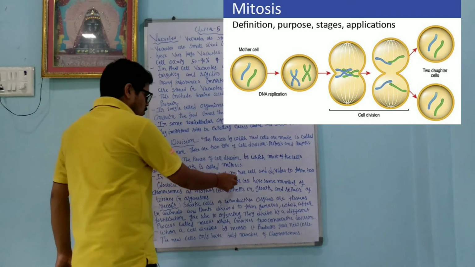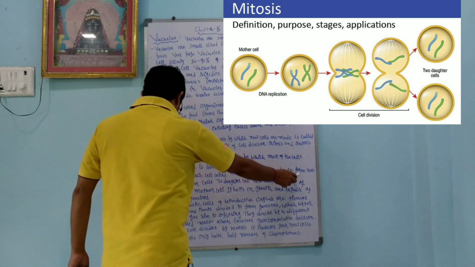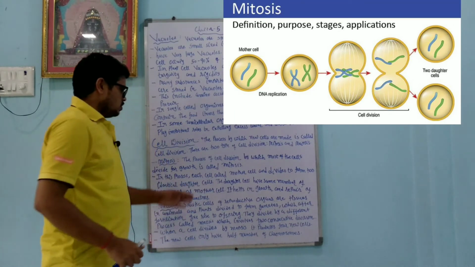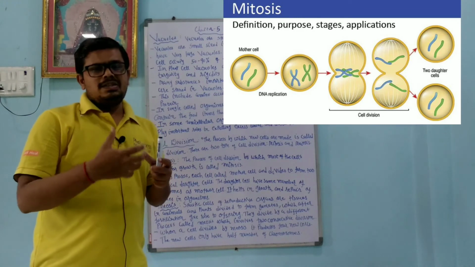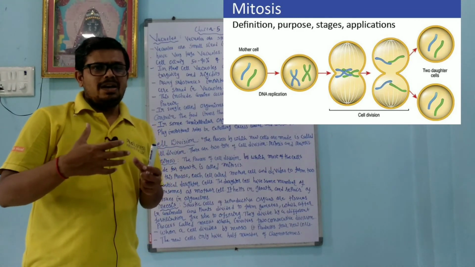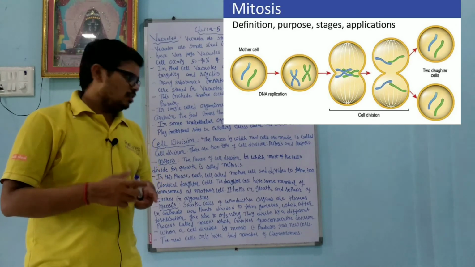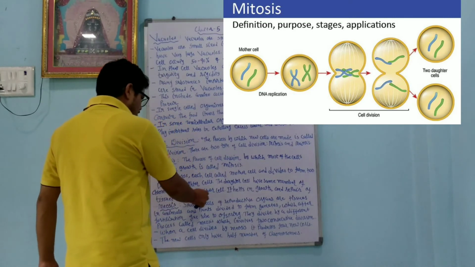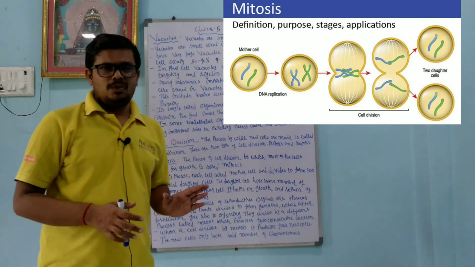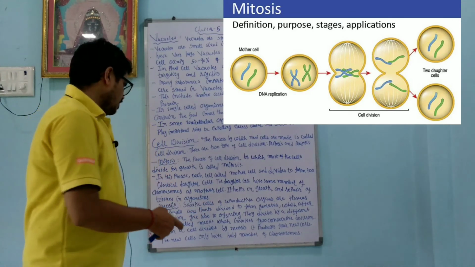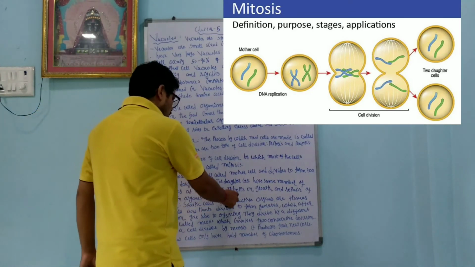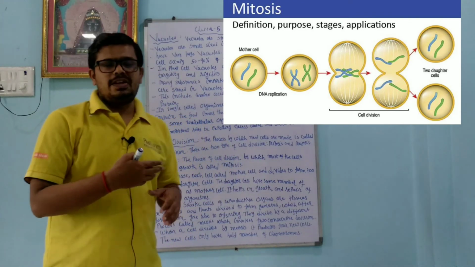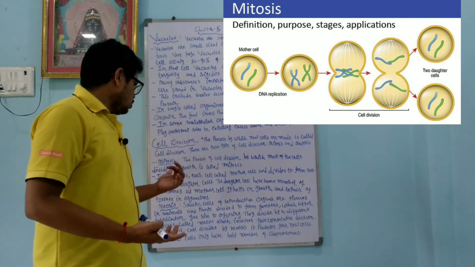In this process, one cell called the mother cell divides to form two identical daughter cells. So in this, one cell, the mother cell, produces two other cells by division, and these are called daughter cells. The daughter cells have the same number of chromosomes as the mother cell. So remember, here the chromosomes are the same. It helps in the growth and repair of tissue in the organism.